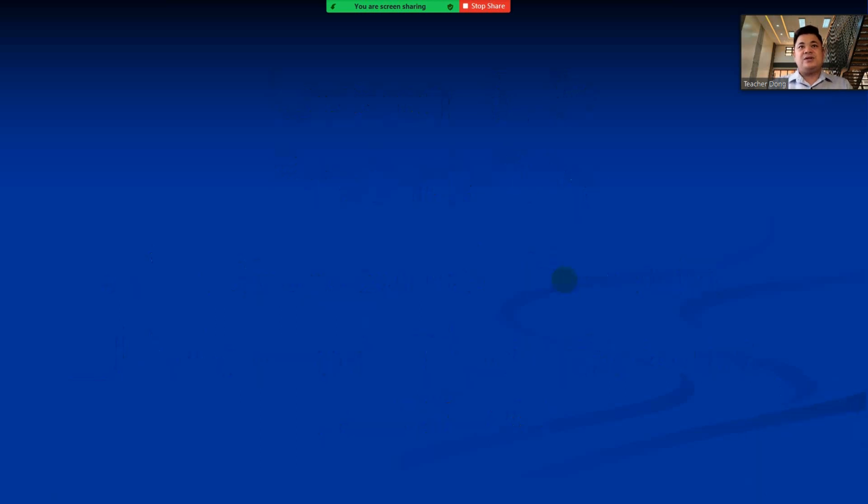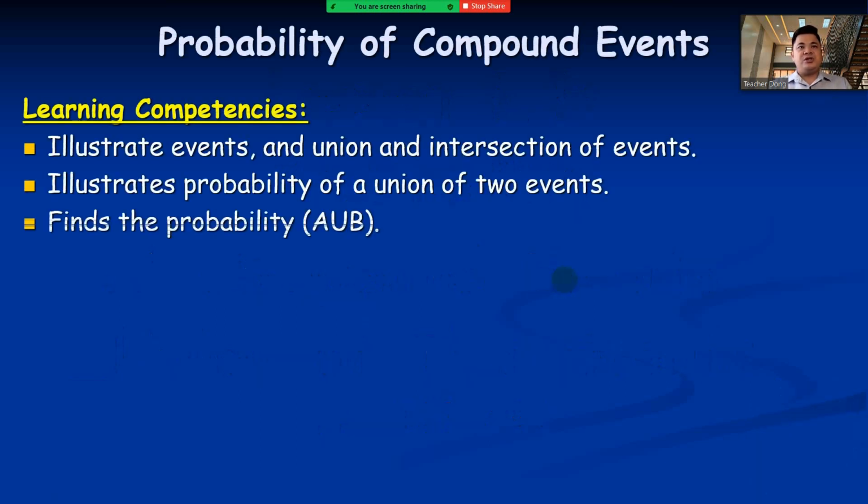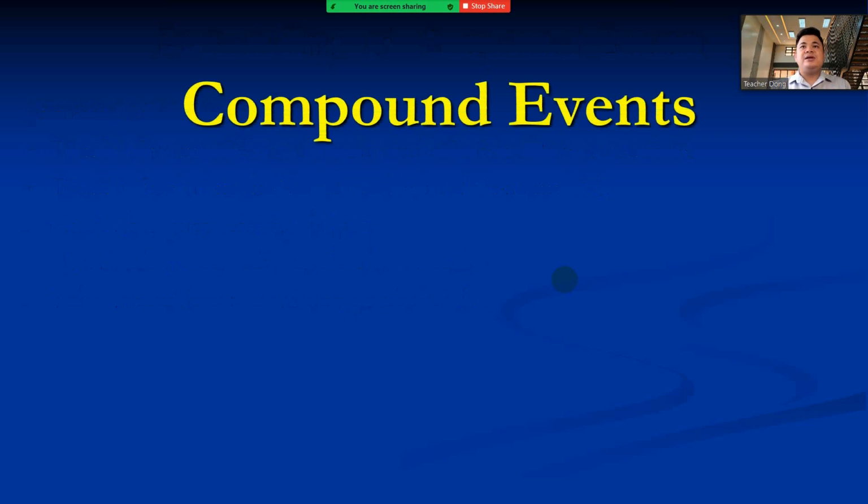So these are the learning competencies that we need to achieve in this discussion. First, we have to illustrate events and union and intersection of events. Illustrates probability of union of two events. Finds the probability of A union B. Illustrates mutually exclusive events and solves problems involving probability.